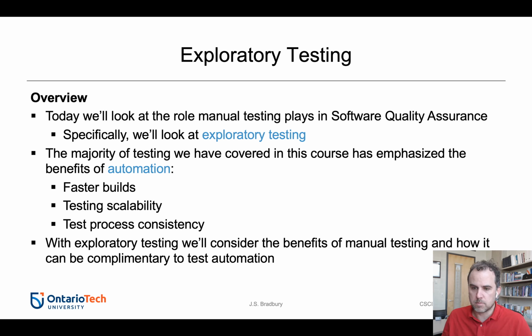How many of you have heard about exploratory testing? Anyone? No? Okay.